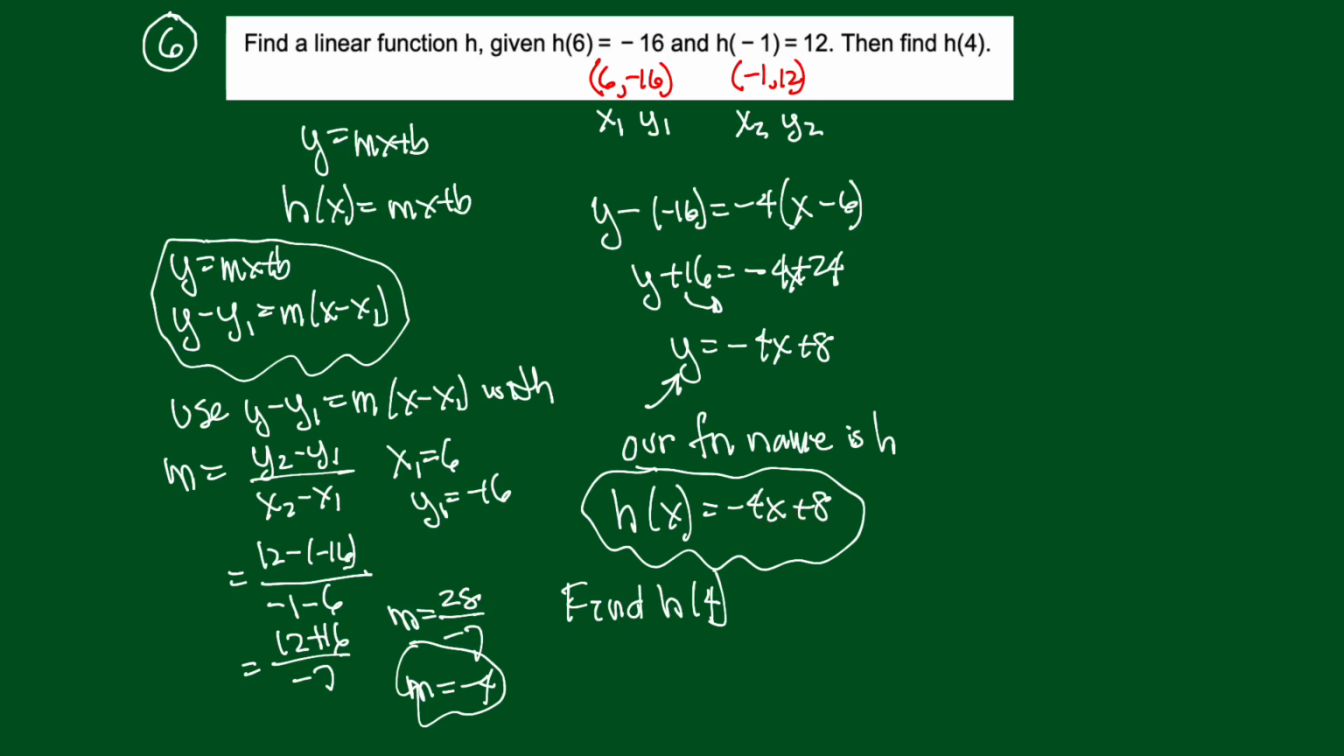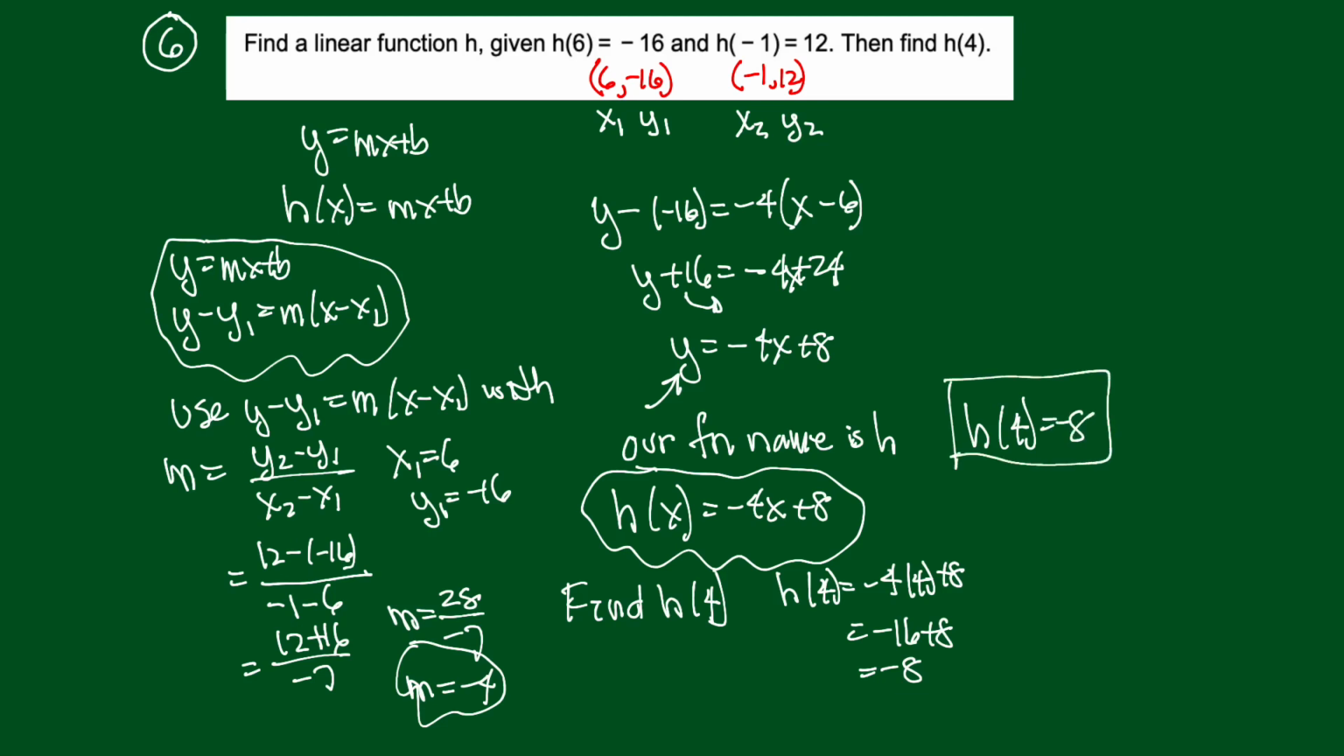So h of 4 is equal to negative 4 times x, which is 4, plus 8. This is negative 16 plus 8, which is negative 8. So I'll write it up here: h of 4 is negative 8, if I computed everything correctly.